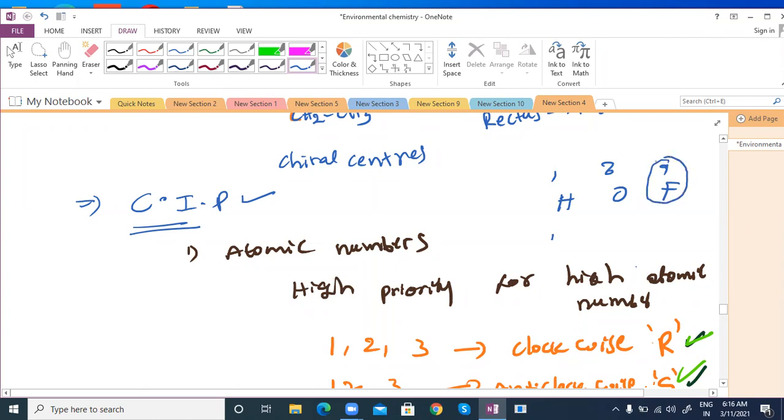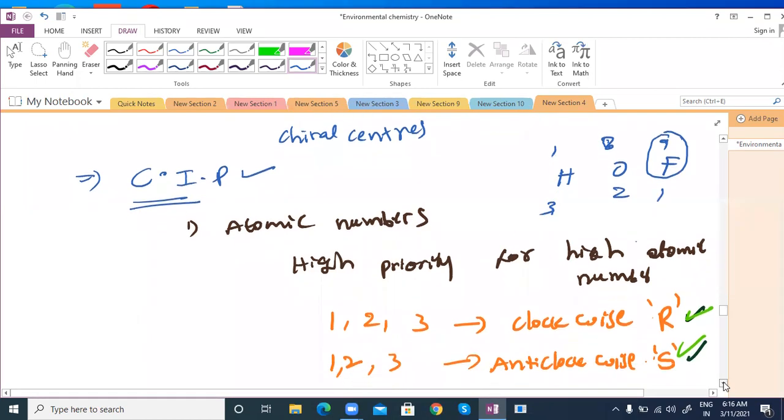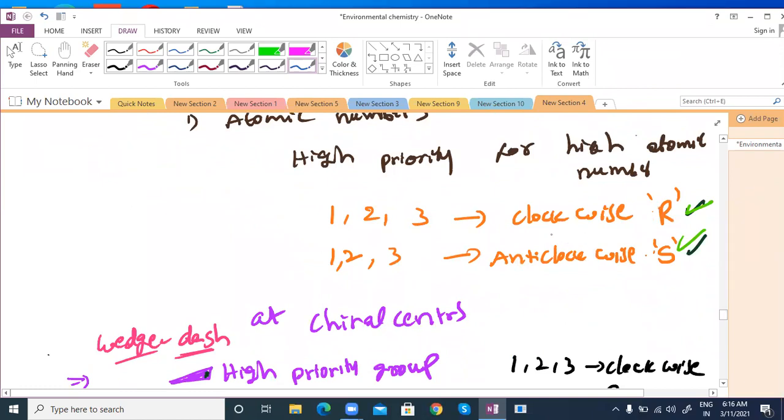When different groups are attached to carbon, the group with the highest atomic number has the highest priority. Suppose I give the highest priority 1, then 2, then 3. If 1, 2, 3 goes clockwise, we call it R. If the same 1, 2, 3 goes anti-clockwise with respect to atomic numbers, that is S. These are the points you have to remember. And the next point is more important.